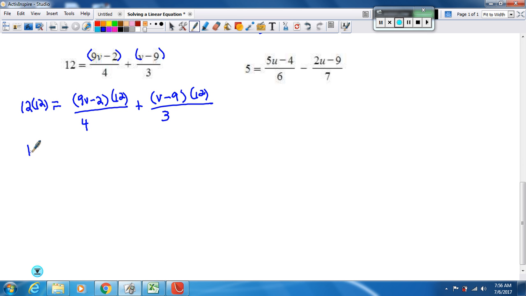Okay, 12 times 12 is 144 equals 12 divided by 4. With fractions you divide first. 12 divided by 4 is 3. So that 3 gets distributed. 3 times 9v is 27v. And 3 times negative 2 is negative 6. Plus, divide first. 12 divided by 3 is 4. And 4 times v is 4v. And 4 times negative 9 is negative 36.